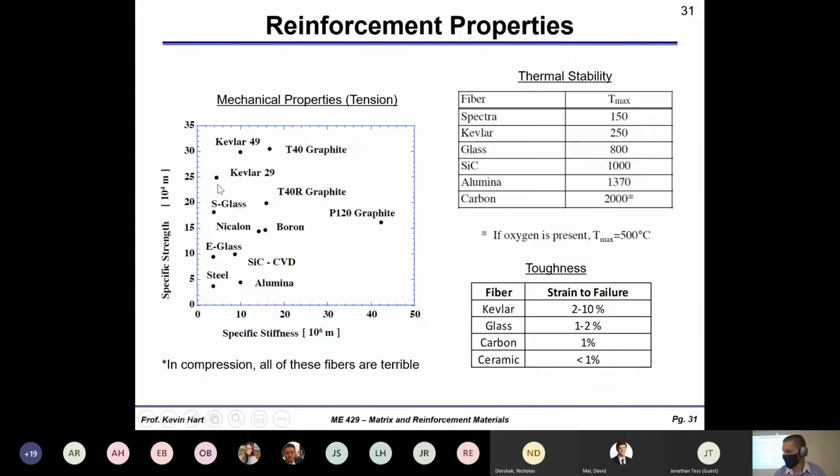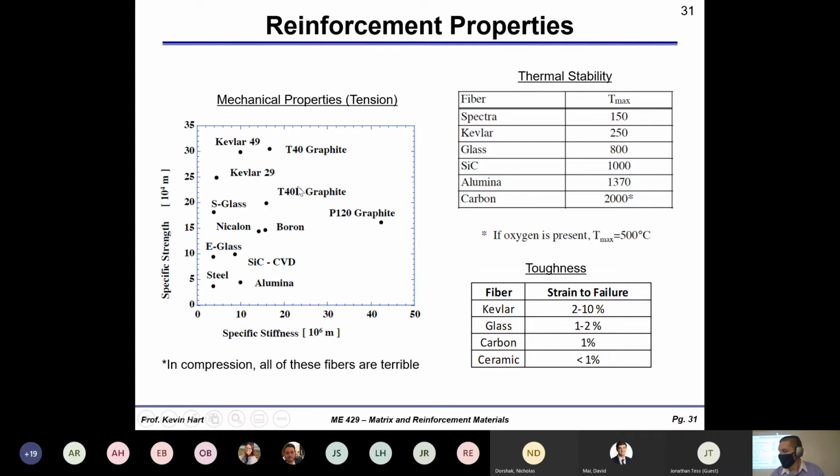So here's a final summary of some of these reinforcements that we've talked about. We have, again, the specific stiffness and specific strength with a variety of materials. Would aramid be another type? Thank you for the question, David. Aramid is Kevlar. Kevlar is a type of aramid fiber. So that was the question in the chat: is aramid another type of fiber? So Kevlar is an aramid fiber. Aramid refers to the structure in the backbone of the polymer itself. Kevlar is the trade name.